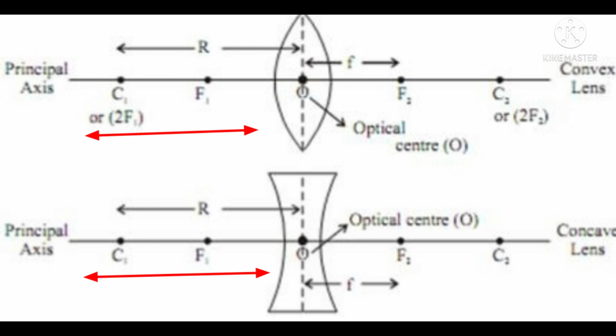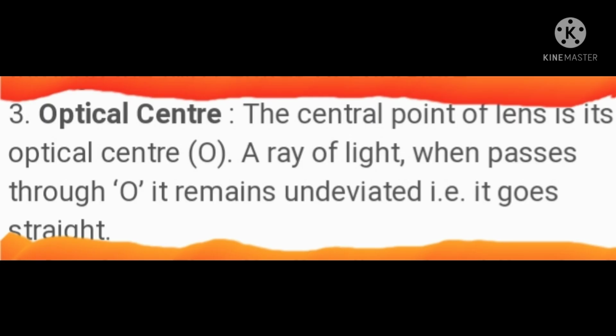Number 2, that is the principal axis. What is the principal axis? It is the imaginary straight line passing through the two centers of curvature. The line drawn through the centers of curvature is called the principal axis. Clear?